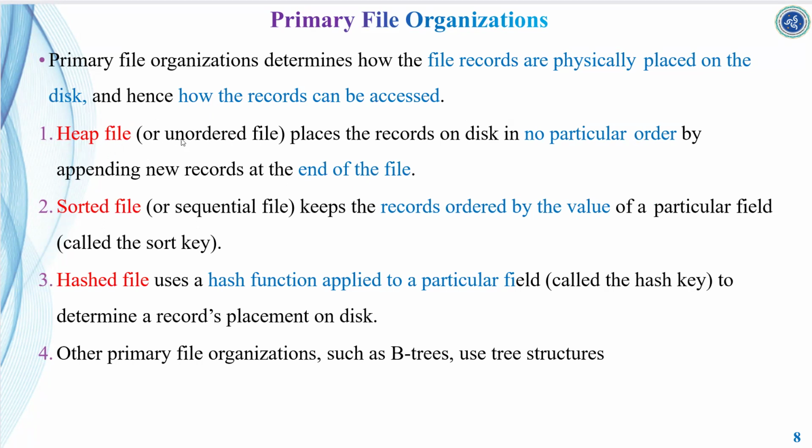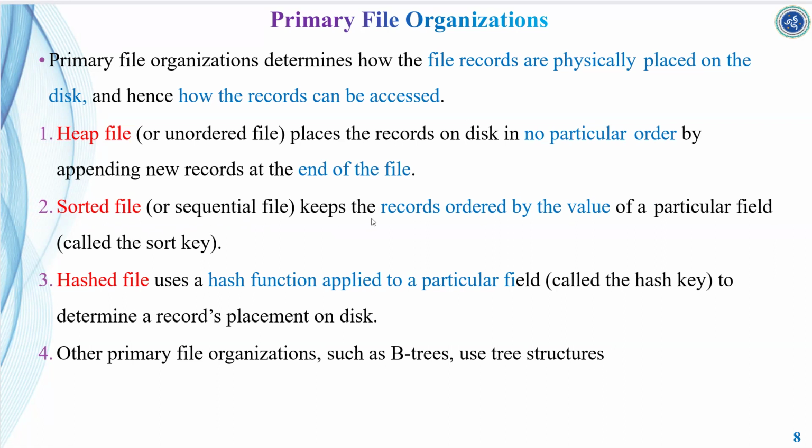A heap file is an unordered file, that is, there is no particular order, and the records are placed on a disk with no particular order. Suppose a new record comes, it will be appended at the end of the file, one after the other. Okay, so if a new record comes, that will be appended as the last record of this file. Next one is a sorted file, that is a sequential file.